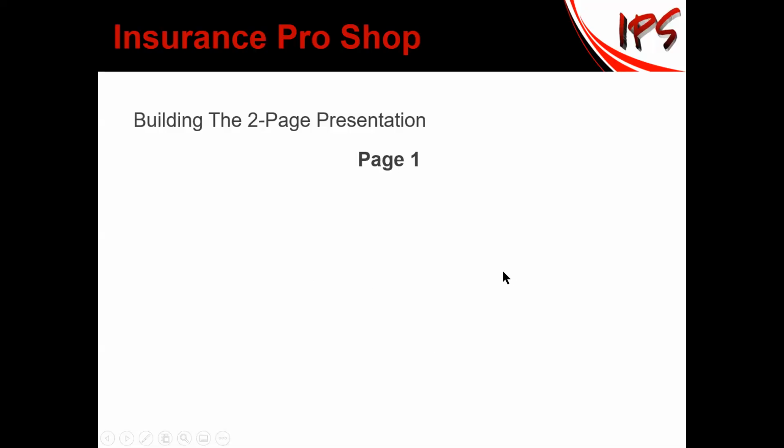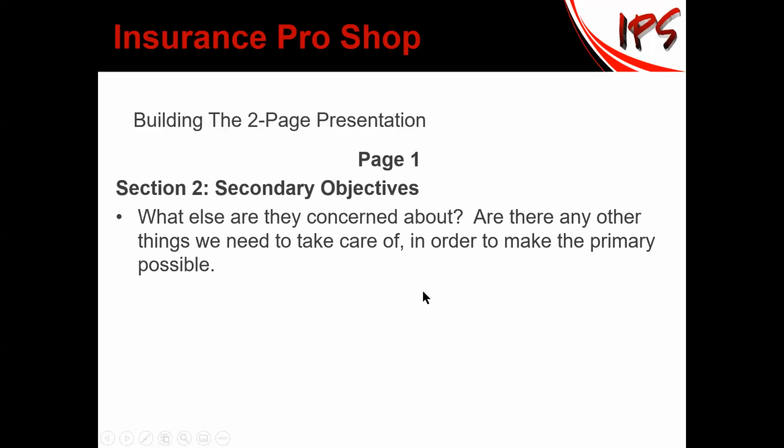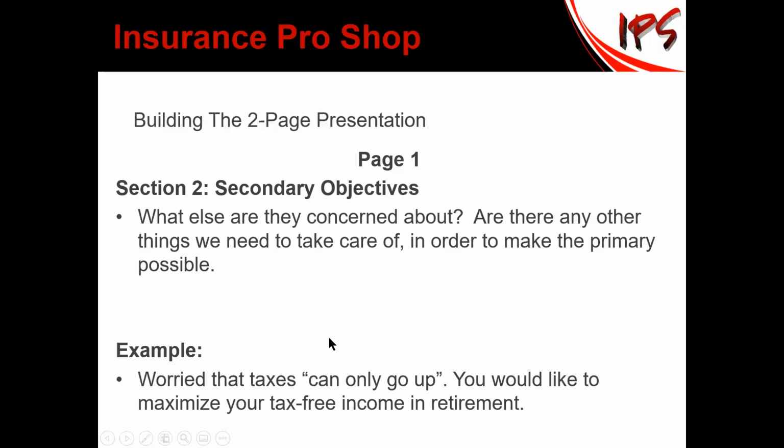And this goes along with the secondary objectives as well. This is not going to be the primary concern, but it's something else that you uncovered while doing the fact find. So what else are they concerned about? Are there any other things we need to take care of in order to make the primary objective happen? Or is there anything the primary objective also solves that they were worried about? One example, if we're talking about the same family, is that he was worried that the taxes can only go up. So he would like to maximize his tax-free income in retirement.